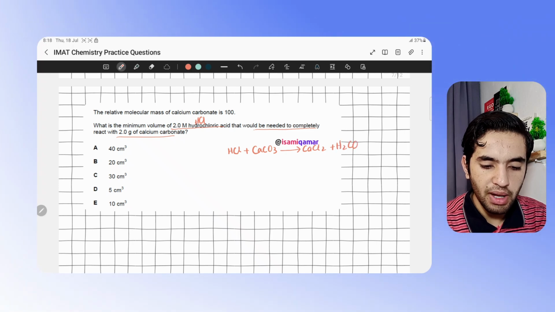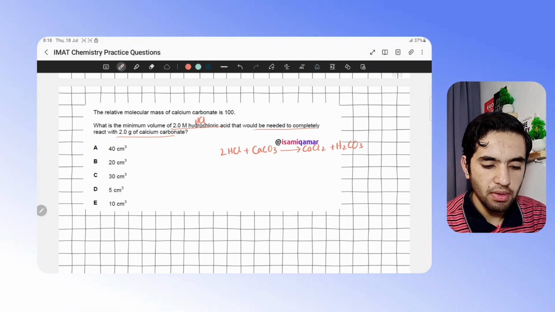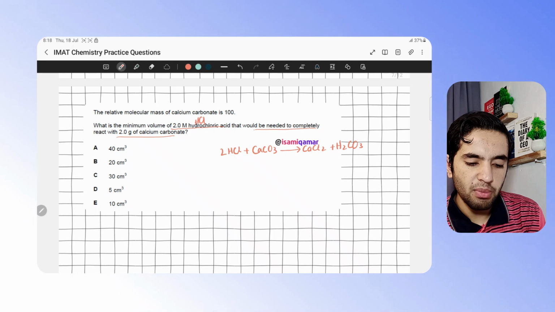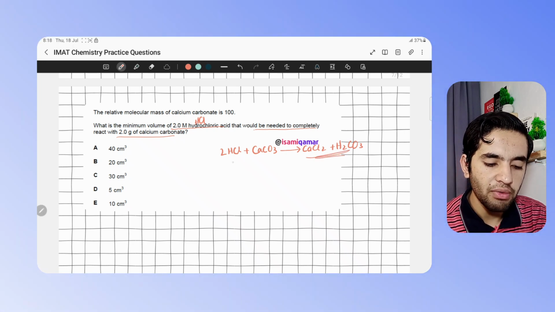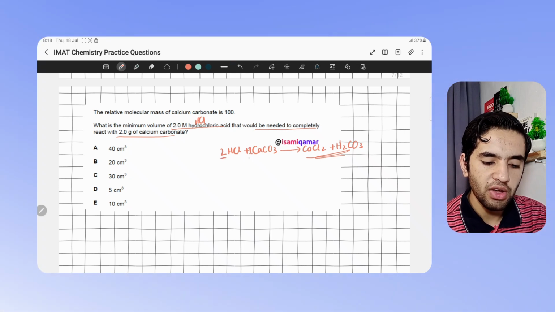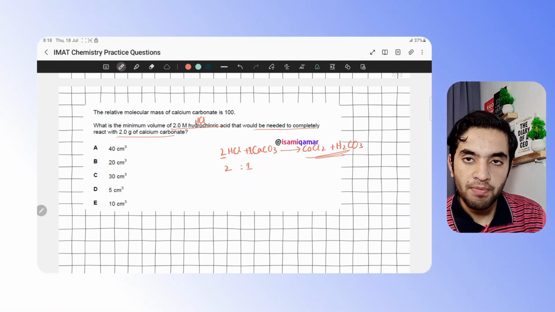So now we have to balance these things. This will be 2 power, and this is what. Okay, now it is balanced. So here it says we don't have to deal with products. Okay, products are not that important. You have to see this coefficient represents moles. Okay, we have studied this in stoichiometry. So 2 moles are reacting with 1 mole of CaCl3. Okay, is it clear?